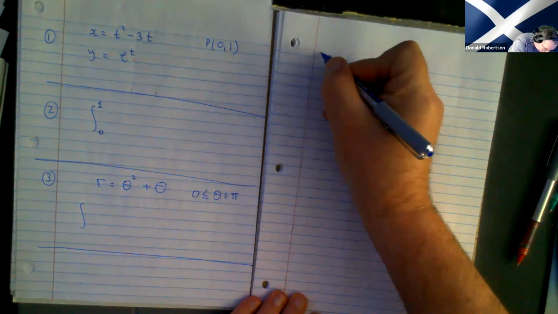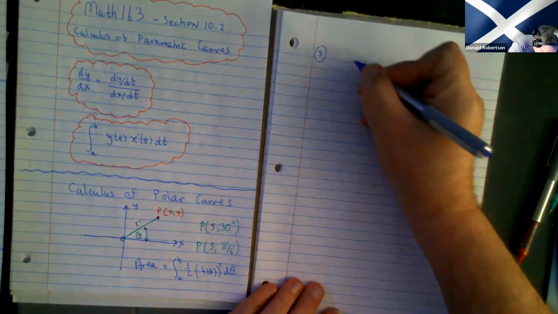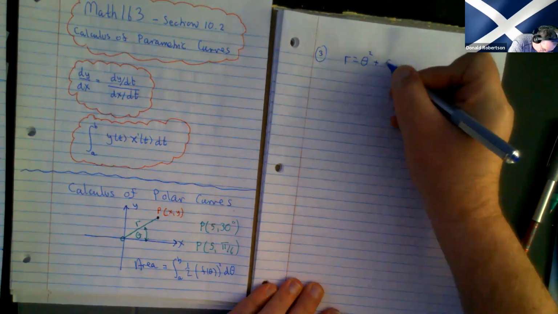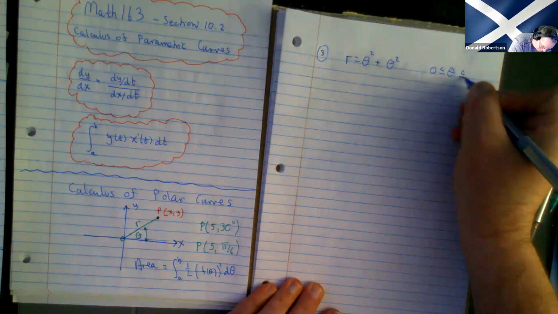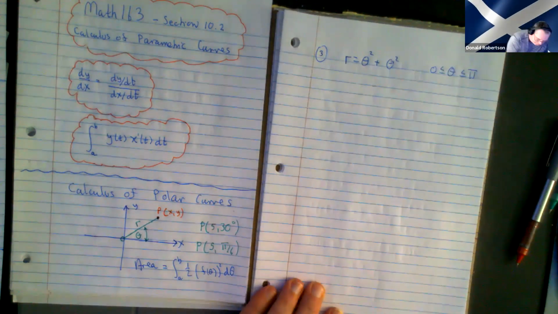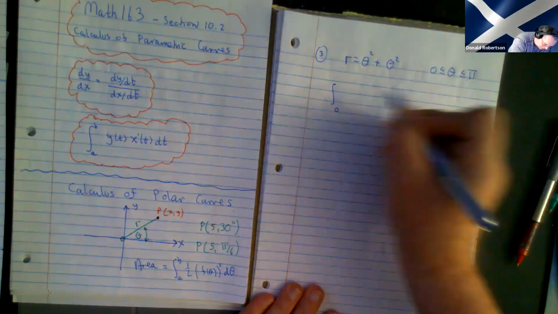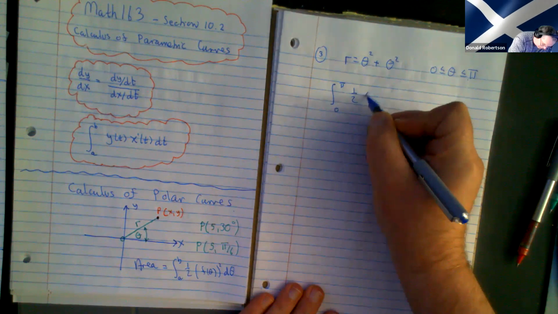We're almost done. And the third one is pretty much given to you, so you don't need to go hunting for values of t, or for that matter, values of theta. And we're going to do the integral, and it's going to go from 0 to pi, because they told me. And it's going to be 1/2 r squared.